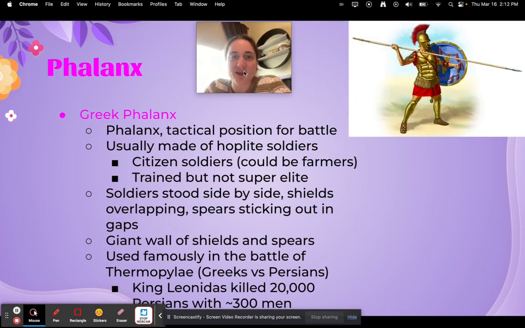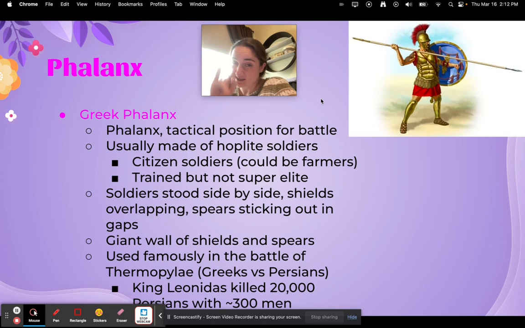All right. So next up, we have the phalanx. Now, there's two different kinds of phalanx: the Greek and the Macedonian. We'll talk about the Greek first. A phalanx is a tactical position for battle. It's usually made up of hoplite soldiers, who were typically citizen soldiers. For example, they could just be farmers that were trained to become soldiers. They were trained, but not super elitely trained. But phalanxes were really easy to form once you knew what you were doing.